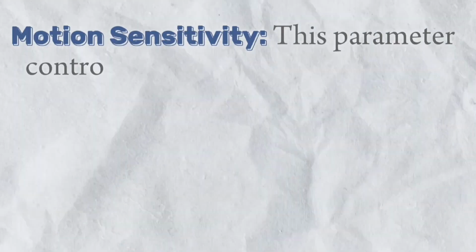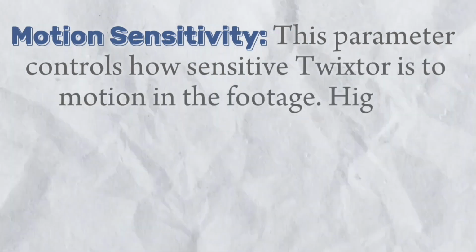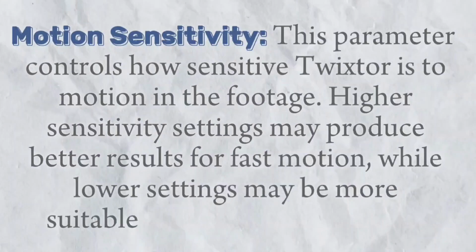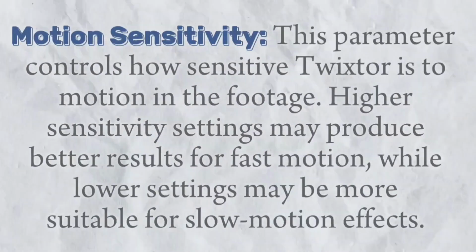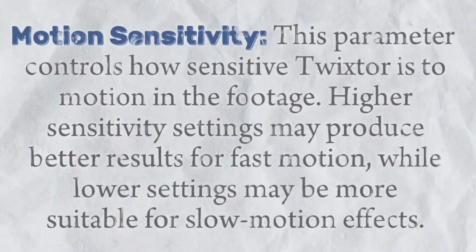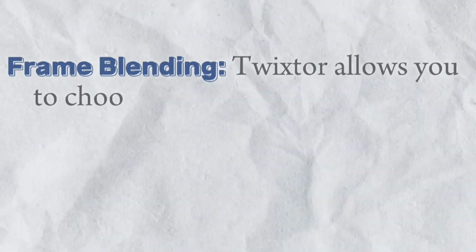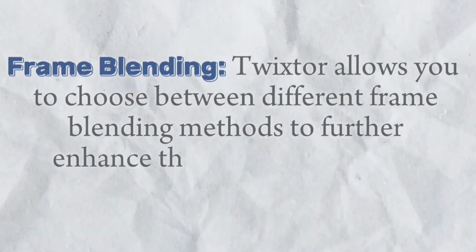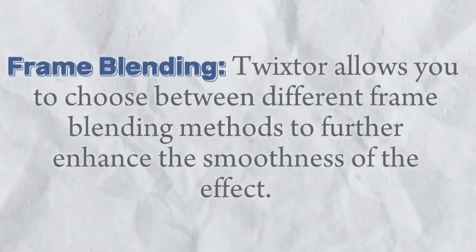Speed. You can adjust the speed of the footage, determining how much slower or faster you want it to be. Motion sensitivity. This parameter controls how sensitive Twixtor is to motion in the footage. Higher sensitivity settings may produce better results for fast motion, while lower settings may produce better results for slow motion effects. Frame blending. Twixtor allows you to choose between different frame blending options to further enhance the smoothness of the effect.